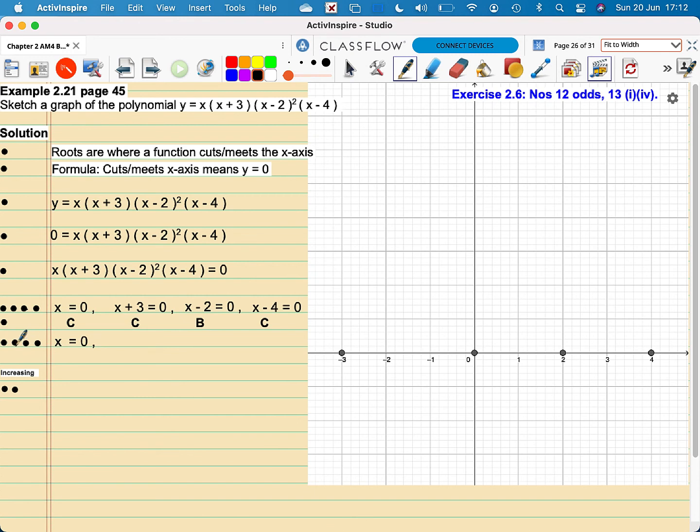So we now write down what the actual roots are. So x is equal to 0, x equals minus 3, x equals 2, and x equals 4. We also know, according to the question, that this is a y equals a plus situation. So we know it's going to be increasing at the end, so the tail at the end is going to be going upwards. How do we start to draw this?